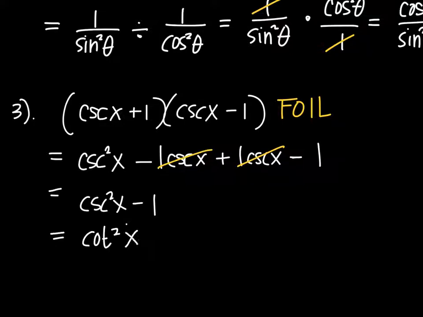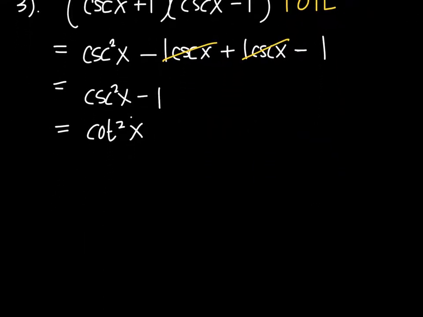Cotangent squared x. Very good. That's as simple as it can go. I can't simplify that anymore. Okay, number 4.